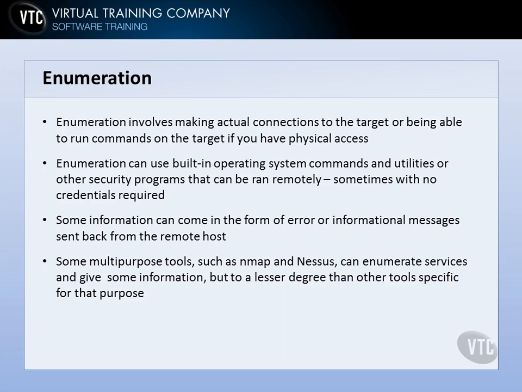Now, we can use different tools to run enumeration against operating systems and the network and so forth. In some cases, these are multi-purpose tools like Nmap and Nessus, and they can enumerate services to a certain extent, but probably to a lesser degree than some of the other tools that are out there that are specifically made for enumeration. And we're going to talk about some of those tools over the next several sessions.